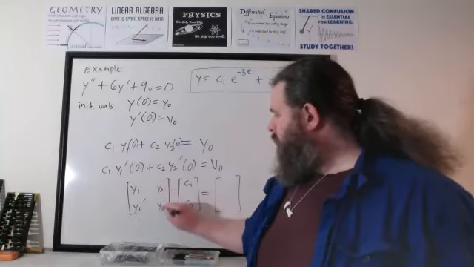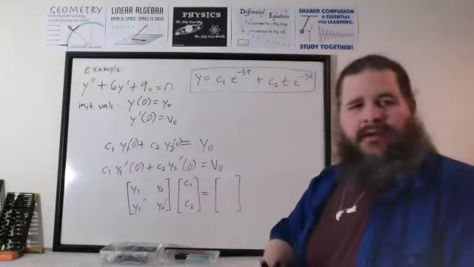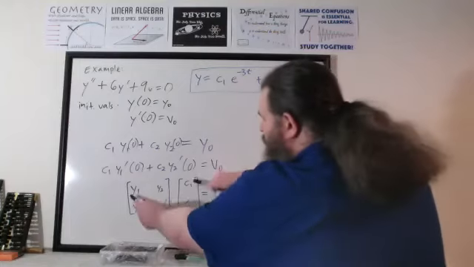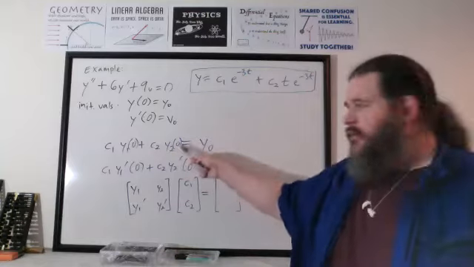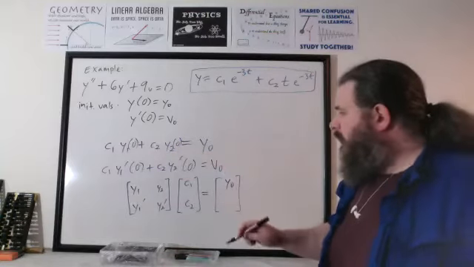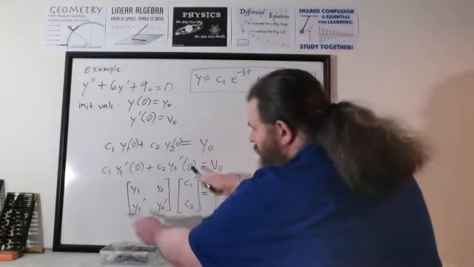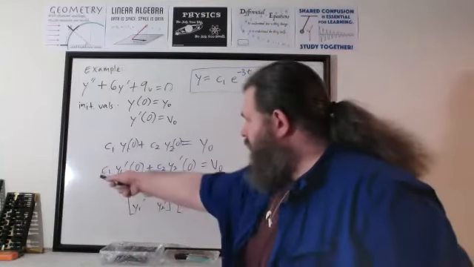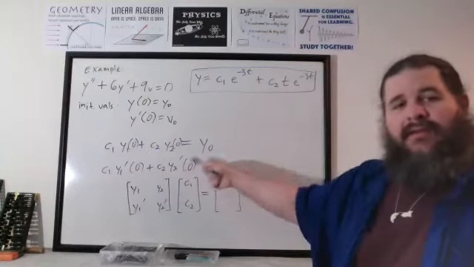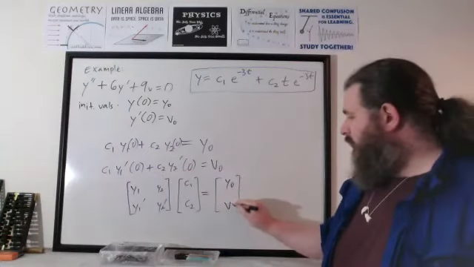Yeah. Because that way, if you multiply rows and columns, you get c1 y1 plus c2 y2 equals y naught. And likewise, this row in this column, c1 y1 prime plus c2 y2 prime has to equal v naught, the starting speed.